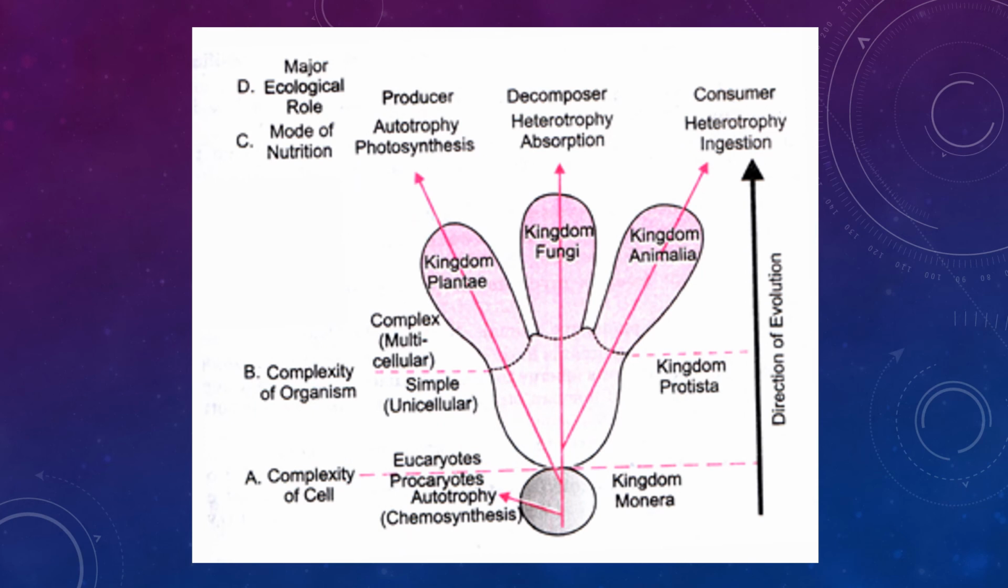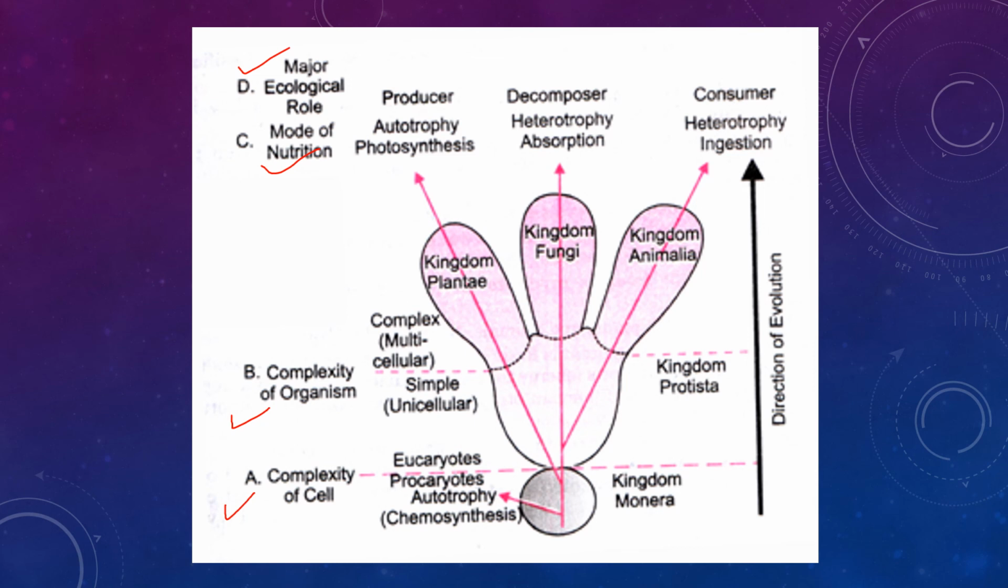Next, you can see over here a diagrammatic representation of the five kingdom system. There are certain criteria which were established by Whittaker to demonstrate the five kingdom system of classification. Now what are those criteria? The first one is the complexity of the cell. Second is the complexity of the organism. Third is the mode of nutrition. And the fourth one is the major ecological role or the lifestyle of the organism.